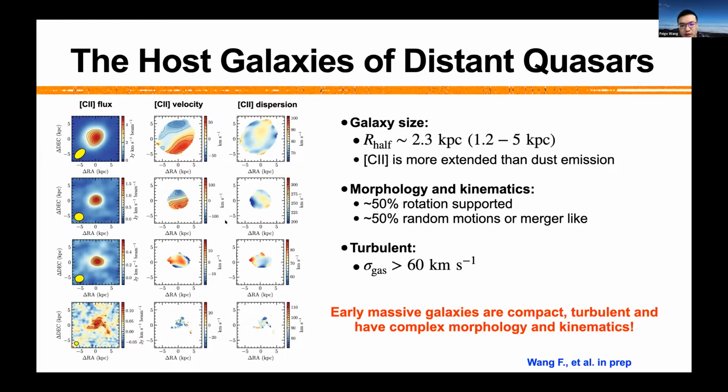So from these observations, we have learned that those quasar host galaxies are very compact, with a half-light radius of about 2.3 kiloparsec, and the [CII] is more extended than the dust emission. In addition, about 50% of them show rotation-supported kinematics, but the other half show random motions or merger-like features. But there is one common feature of all these galaxies: they are all very turbulent, with very high turbulent gas. So from this kinematics, we can measure the dynamical mass of these quasar host galaxies.